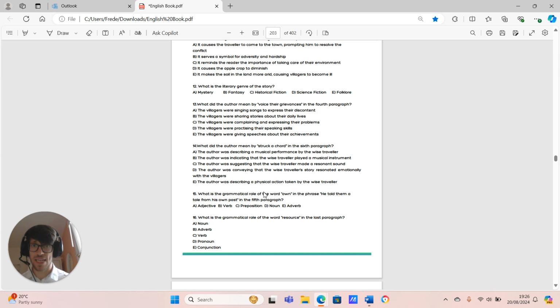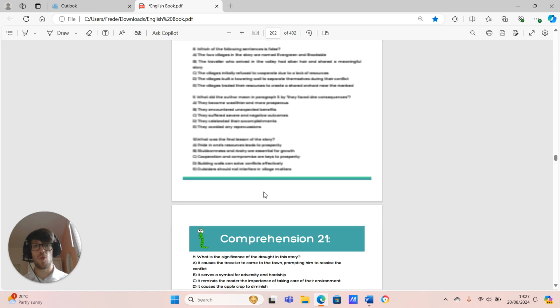It's an idiomatic phrase, an idiom. I-D-I-O-M, idiom. The author was describing a musical performance. There was no music. No one started dancing. The author was indicating that the wise traveller played a musical instrument. Still no music. The author was suggesting that the wise traveller made a resonant sound. There's still literally no music. When he struck that chord, the result, if you remember, in the comprehension, the people didn't get up and start dancing. What does it actually say?